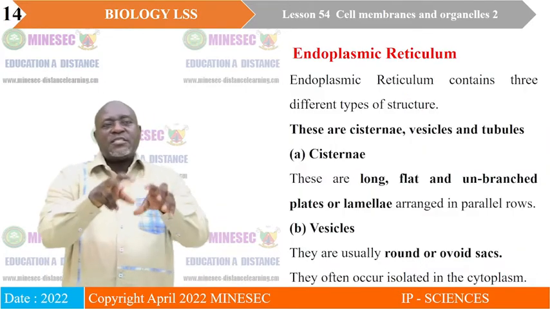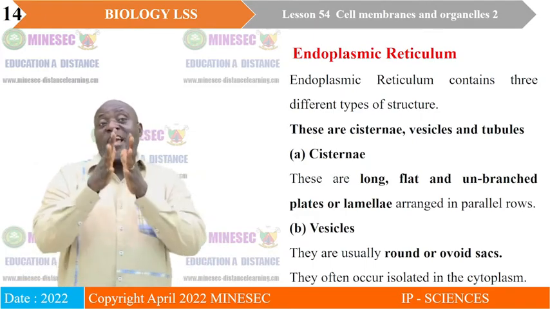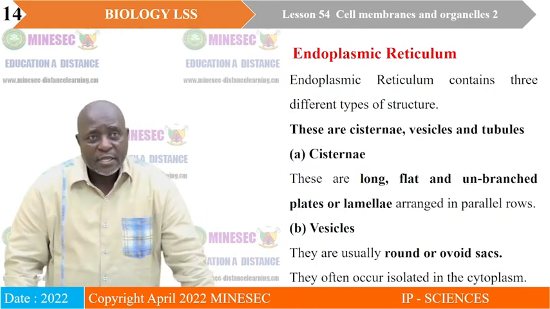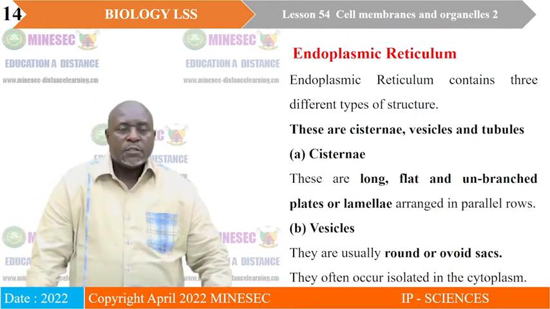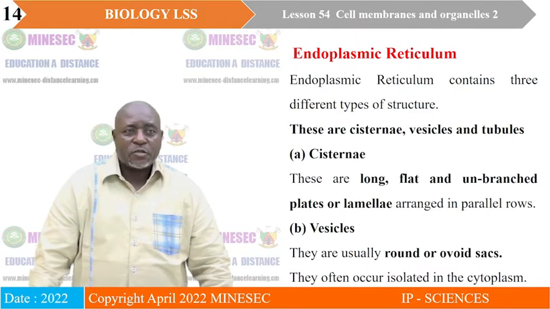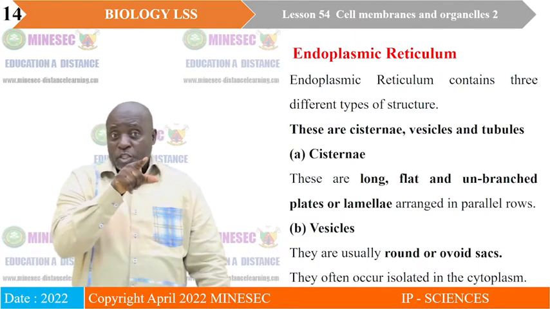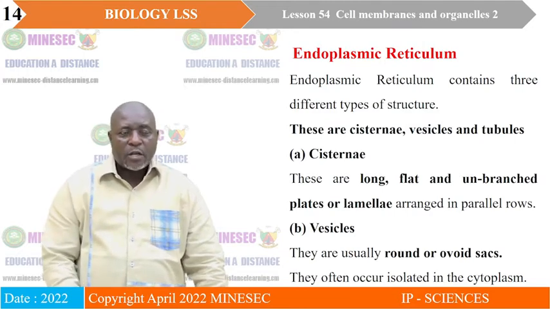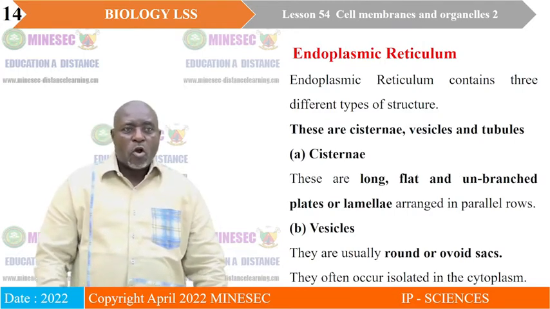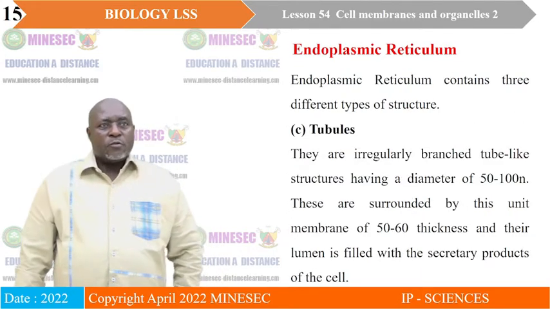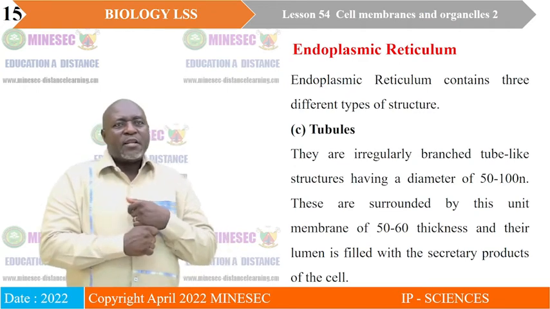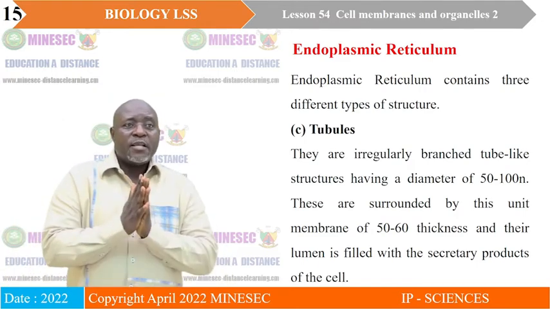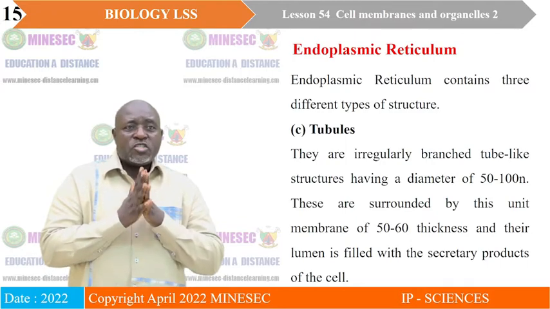And we're going to see that the substance synthesized by the rough endoplasmic reticulum, the ribosome, mostly proteins, are enclosed by these vesicles. Remember that proteins are enzymes. If they are not immediately picked and enclosed, then they can damage your cell. The enzymatic functions can damage your cell. Remember that most of these vesicles that pinch up and enclose the protein, they will form lysosomes. We're going to see. So we have these vesicles, round and oval sacs. They often occur isolated in the cytoplasm. So we have the third part, the tubules, irregularly branched tube-like structures having a diameter between 50-100 nanometers, and they're surrounded by unit membrane, and the lumen is filled with secreted products.